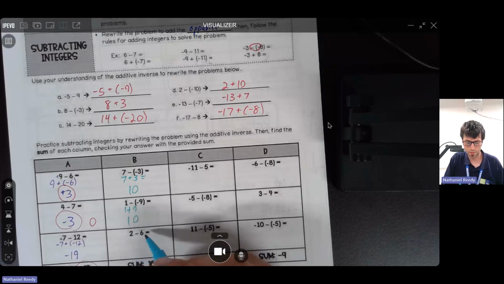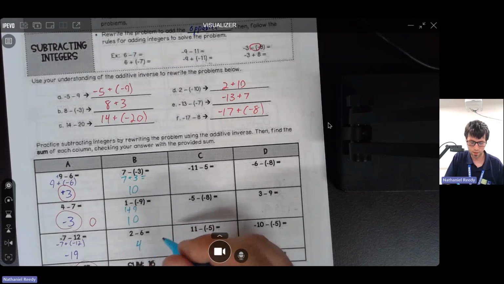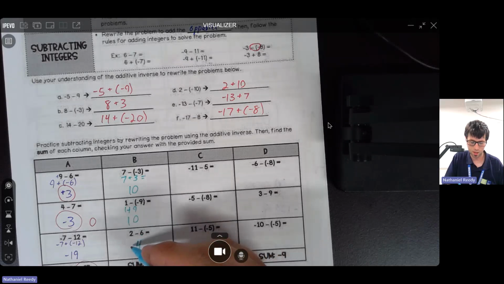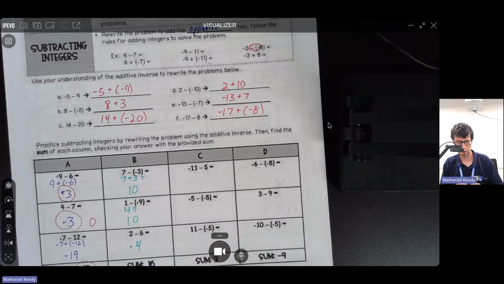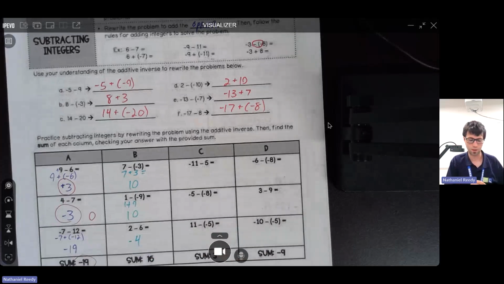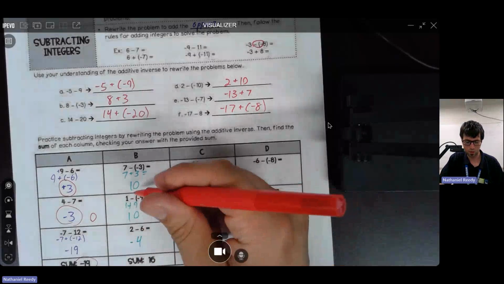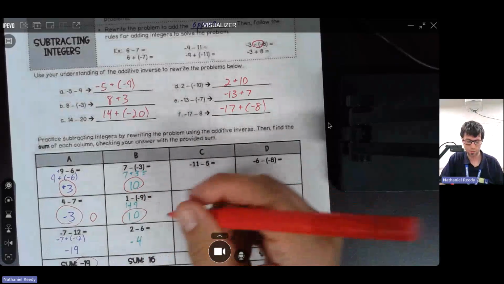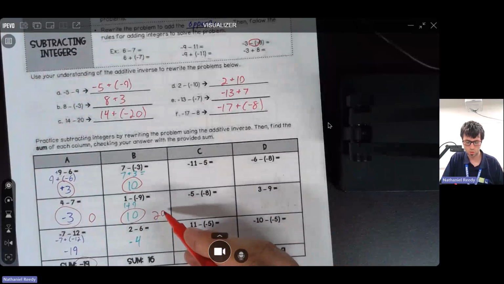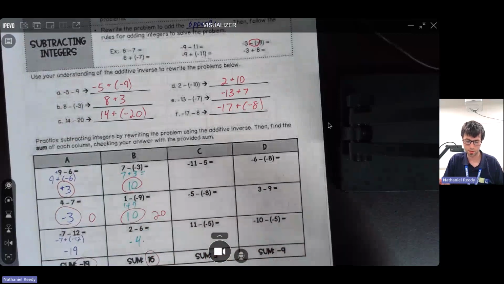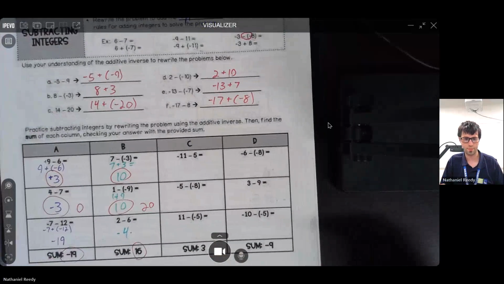2 minus 6. So opposite signs. I'm going to subtract, 6 minus 2 is 4. Keep the sign of the bigger number, which is a negative. Okay, no, I'm okay. I did it right. I'm thinking the wrong thing here. So now I'm going to add these together, see if I got that right. So positive 10 and a positive 10. Well, that gives me 20. 20 minus 4. Yep, that's 16. We did that right.